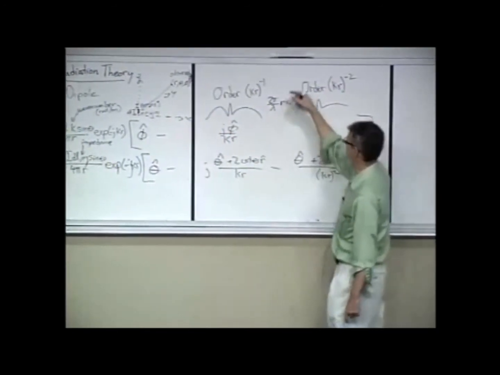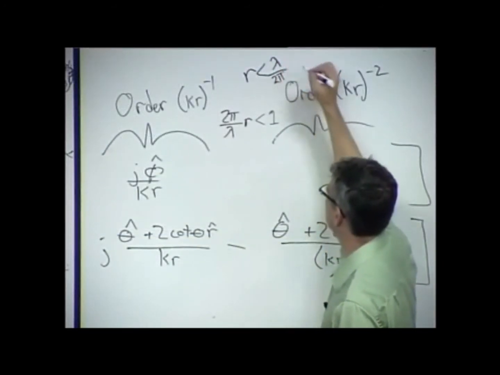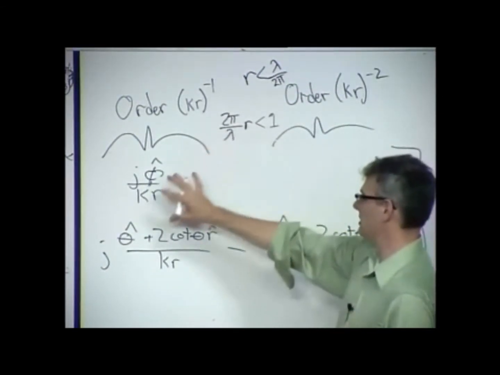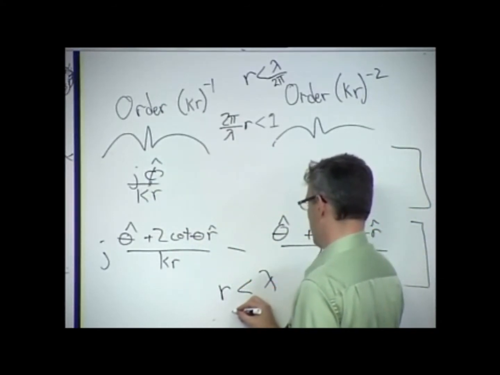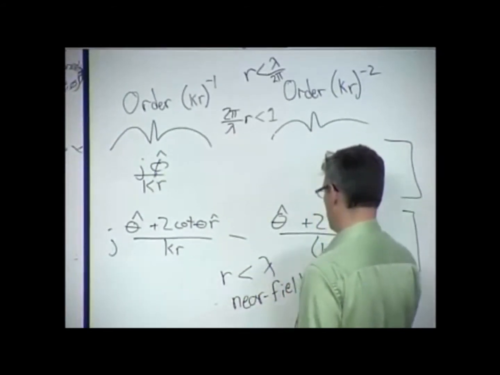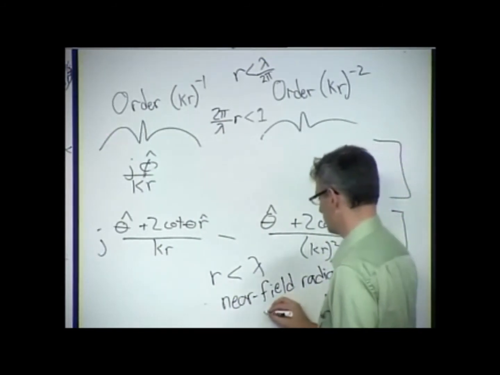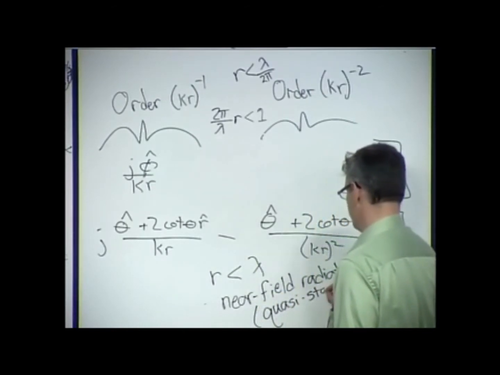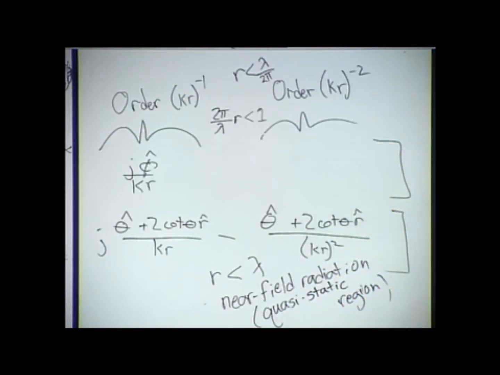And if that's the case, then if I look here, r is less than lambda over 2 pi. In fact, if I want to be really conservative, these terms I'm going to have to take into account in radiation whenever r is less than lambda. And we call this part of the near field of radiation. In fact, I like to be a little bit more specific, and most EM professors are like this. We call this region the quasi-static region of an antenna.